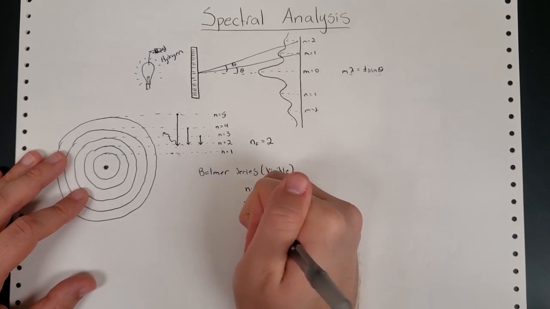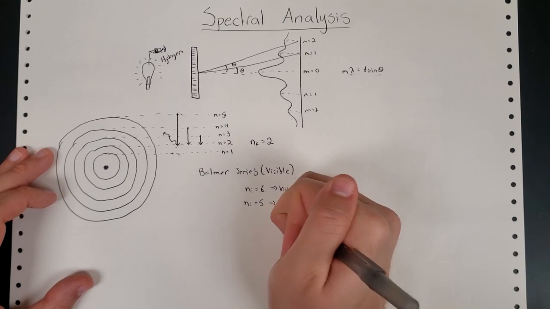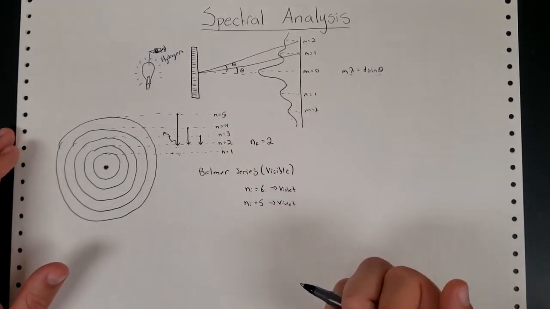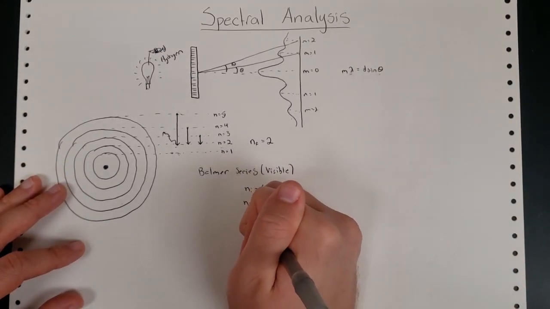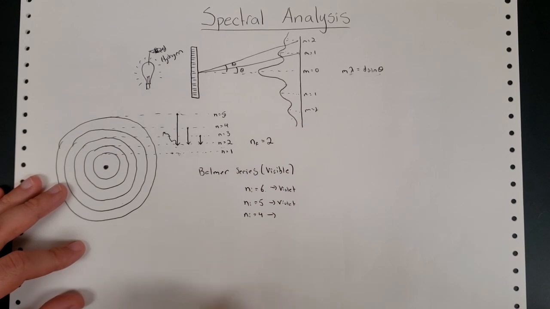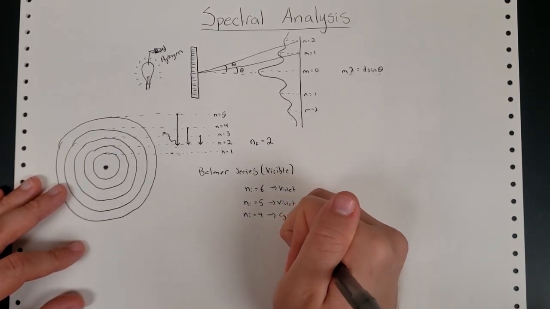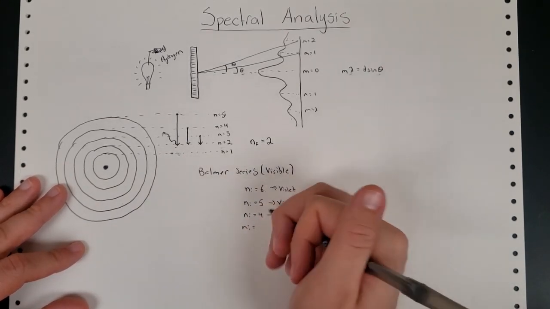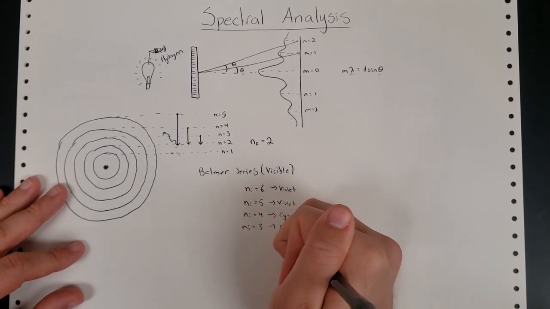All right, and then if it starts instead in 5, it gets excited to 5 and then again falls to 2, we'll get another photon that is also violet, but a different shade of violet. If it starts in 4 and emits a photon by dropping down to 2, we'll get cyan. And then the final transition for the Balmer series is going from 3 to 2, in which case we'll get some red light.